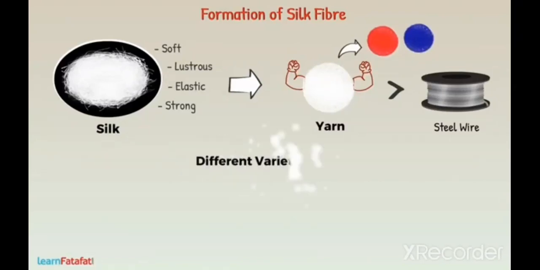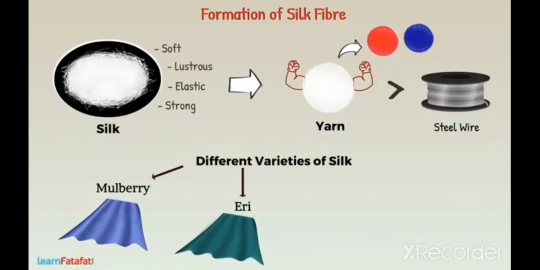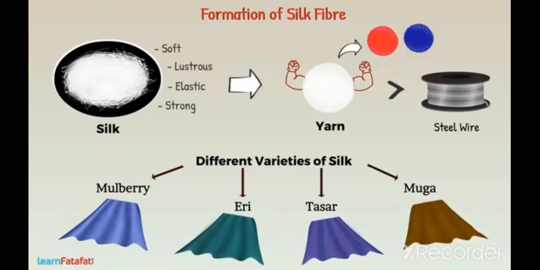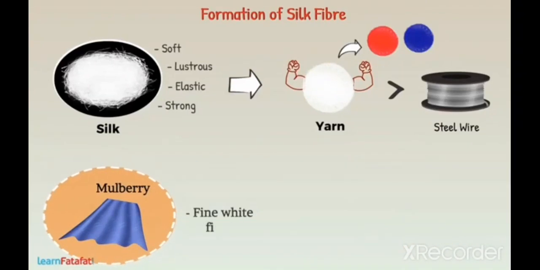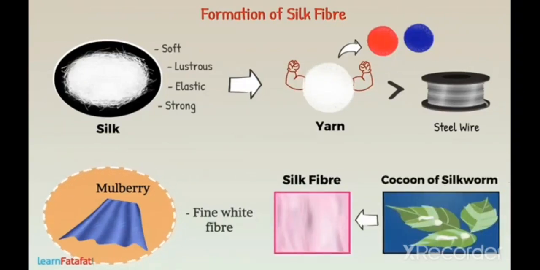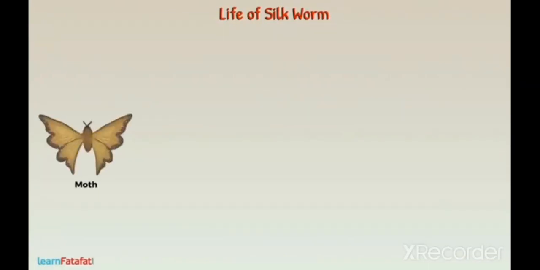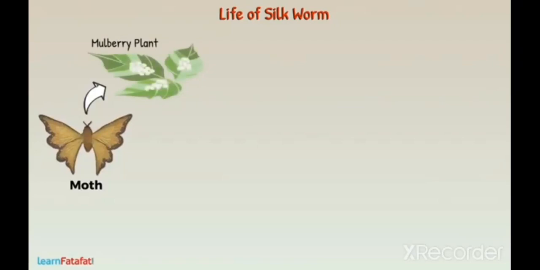There are different varieties of silk, of which mulberry, ari, tasar, and muga silk are of commercial importance. Most commercial silk is mulberry silk, which is a very fine white fiber. Silk fibers are obtained from the cocoon of the silkworm. Let's understand the life of silkworm and how the cocoon is formed by them. A female silk moth lays hundreds of eggs at a time. Let's talk about one of the eggs.